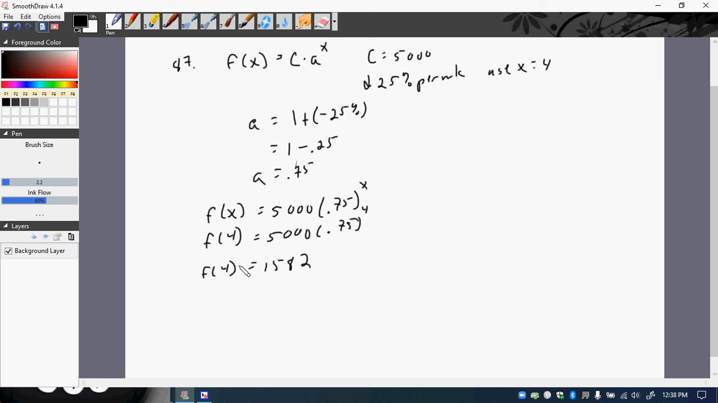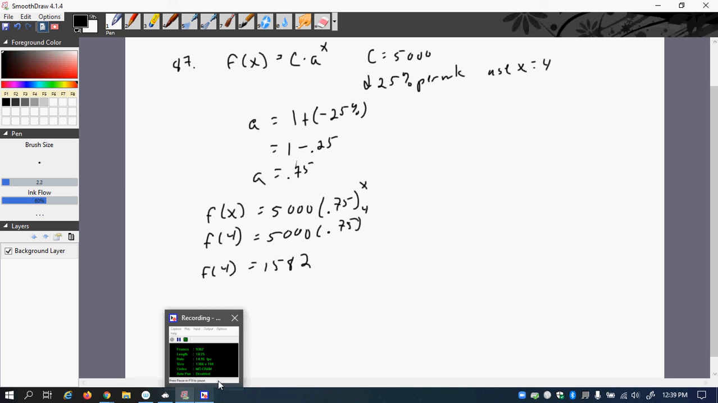And so 1582 is the amount of bacteria that remains. This is the decreased value that it will have over 4 weeks. And so these are the basic steps for doing these kinds of problems.